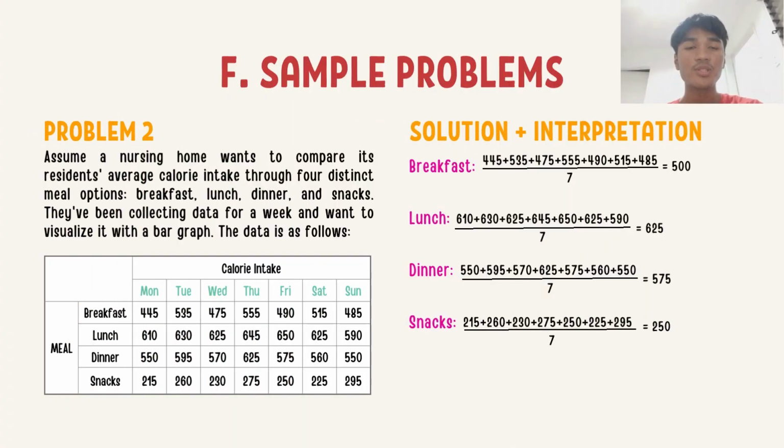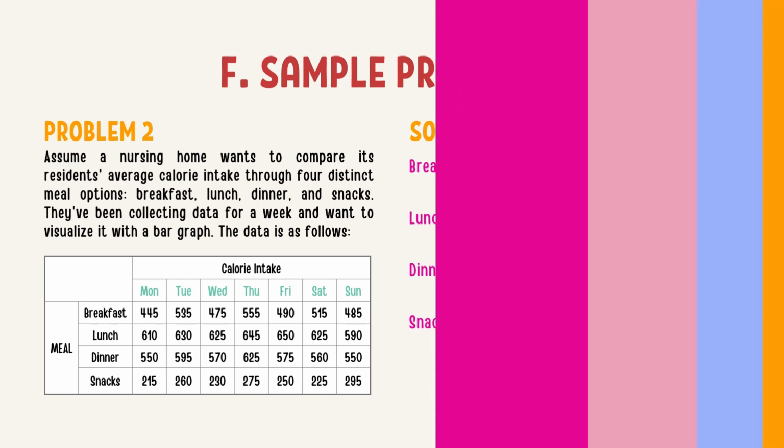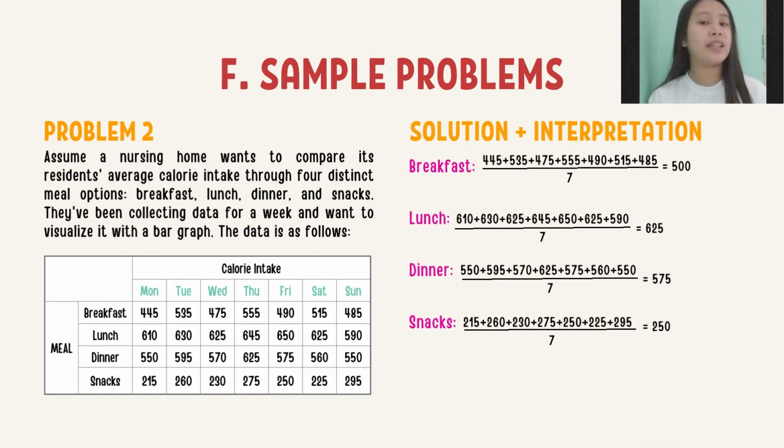Assume a nursing home wants to compare its resident average calorie intake through 4 distinct meal options: breakfast, lunch, dinner, and snacks. They've been collecting data for a week and want to visualize it with a bar graph. The data is as follows. In this math problem, we're given data representing the calorie intake of the residents of the nursing home for 4 meal options: the breakfast, lunch, dinner, and the snack. The data are collected over a week.